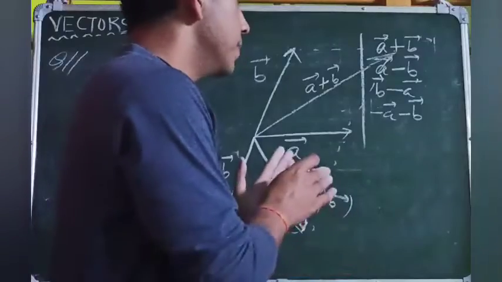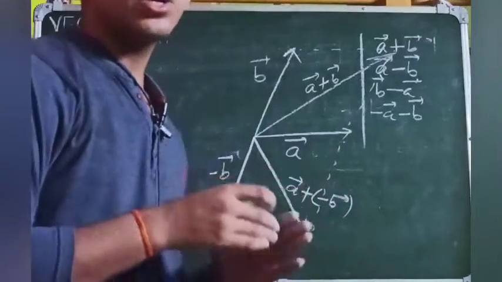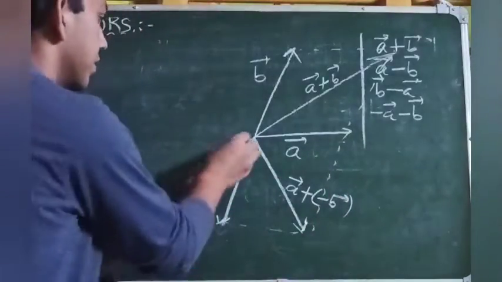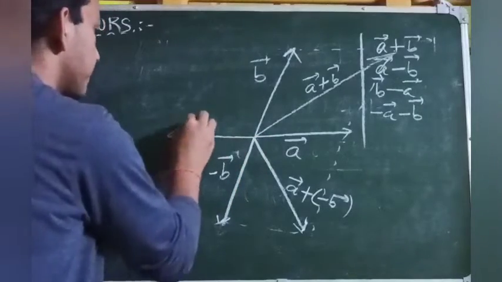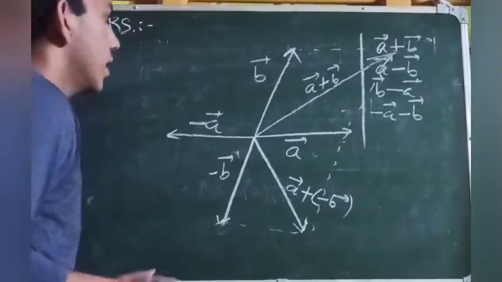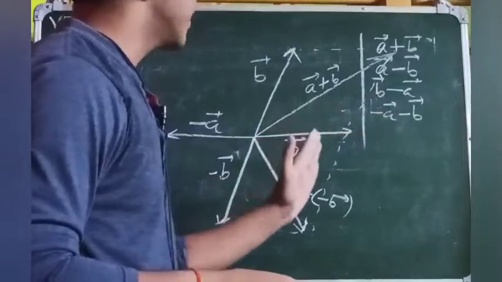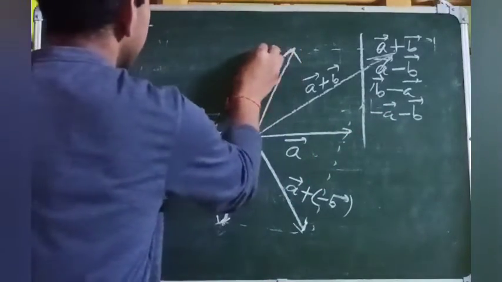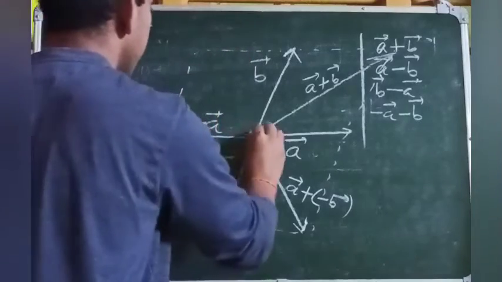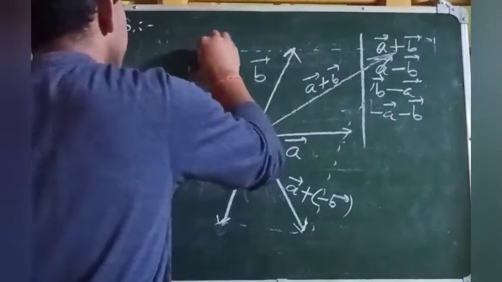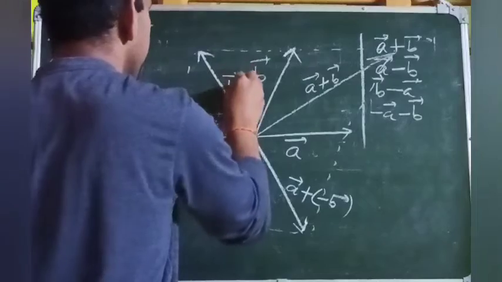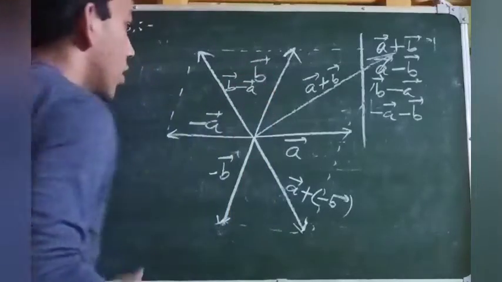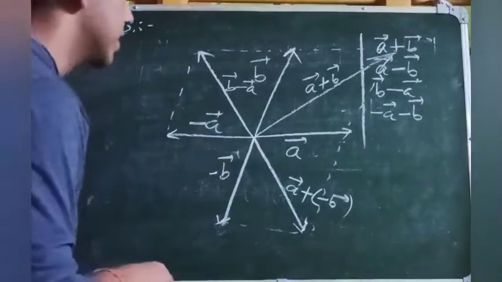that means the resultant of b vector and minus a vector, we have to draw minus a vector, which is this vector. Now, the resultant of b vector and minus a vector is going to lie in this parallelogram. So this vector is b vector minus a vector, or b vector plus minus a vector.